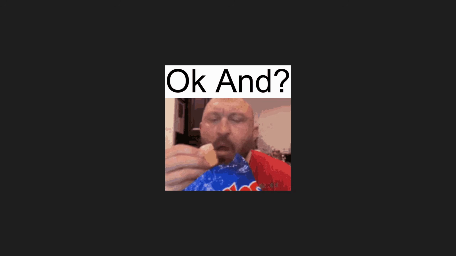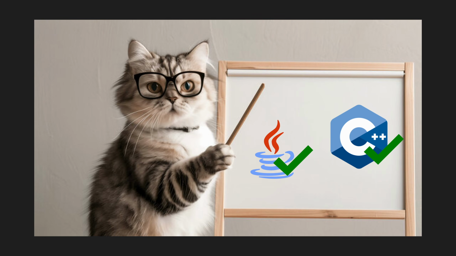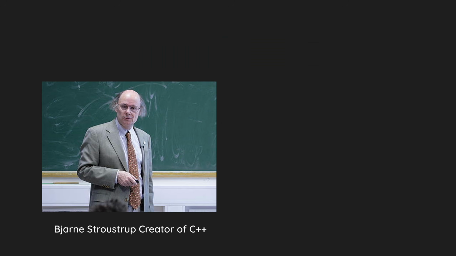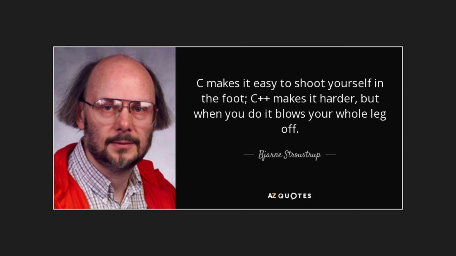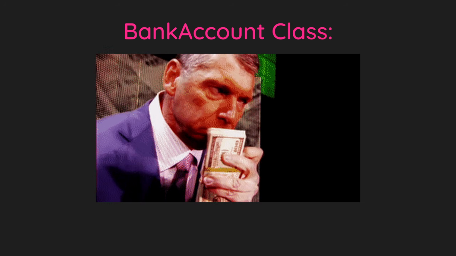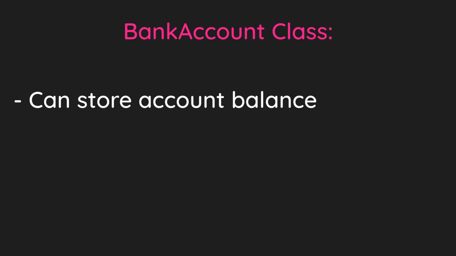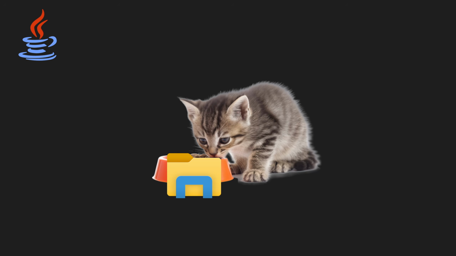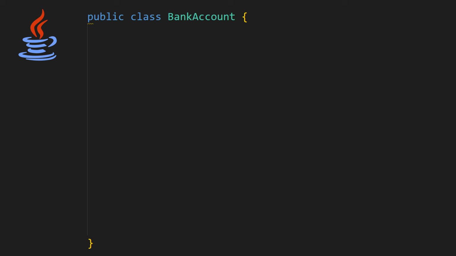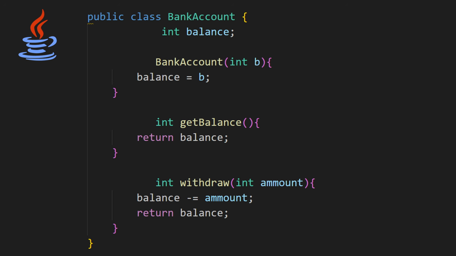Okay, well, what about classes? Both languages can do it. Java is built for it, and C++ was designed as C with classes, literally starting out as an extension of C to support object-oriented programming. Say we want to make a bank account class that can handle storing balance and withdrawing from the account. In Java, we need to make a new file, public class BankAccount, then the instance variables, constructor, and other functions. The only thing that we're missing is to make the instance variables private and functions public, like this.